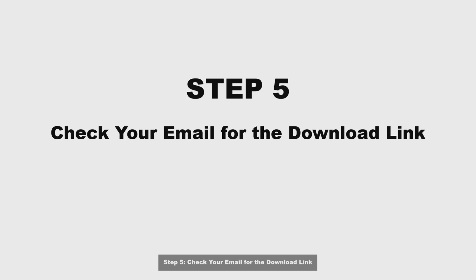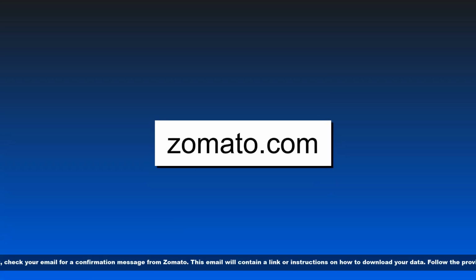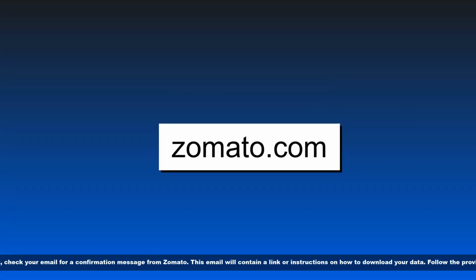Step 5. Check your email for the download link. After submitting your request, check your email for a confirmation message from Zomato. This email will contain a link or instructions on how to download your data. Follow the provided link to access your data.